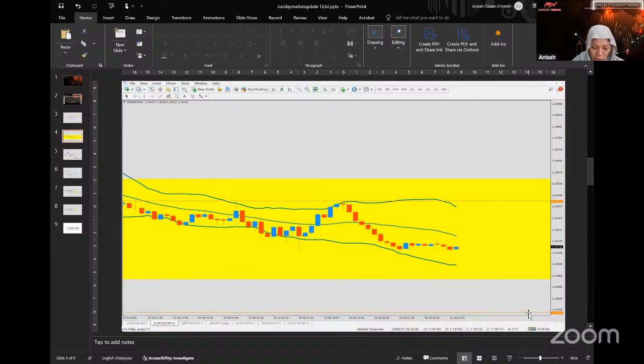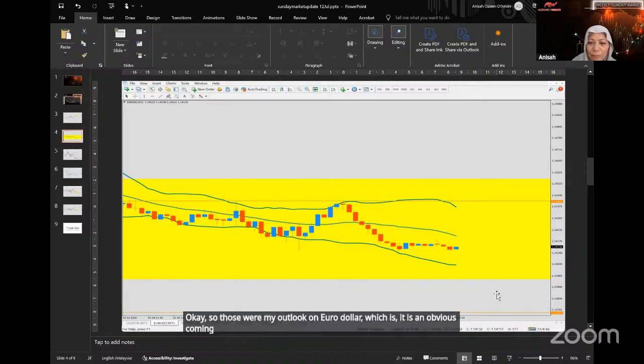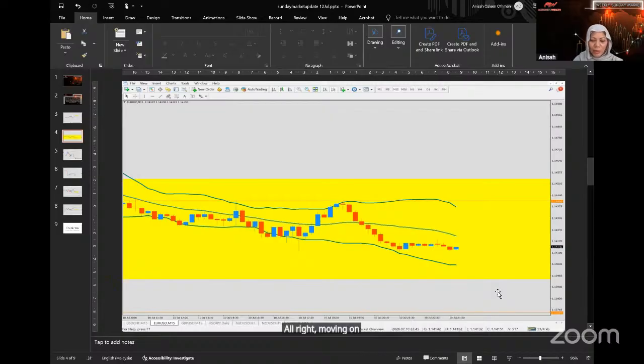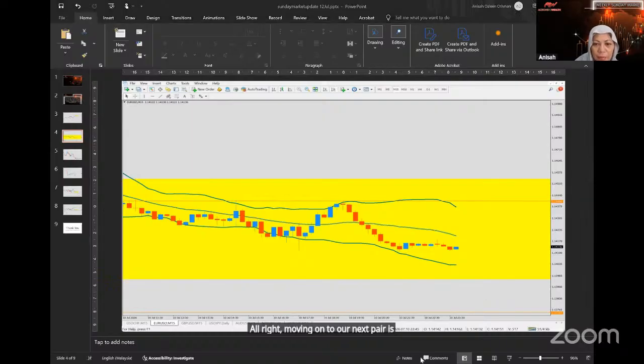Stop loss is above the top BB, or you can use this number, 1.14406. So those were my outlook on euro dollar, which is an obvious coming down. All right, moving on to our next pair, dollar yen.